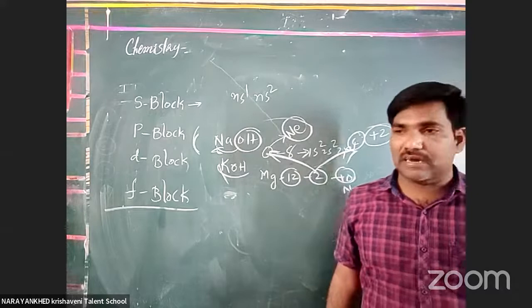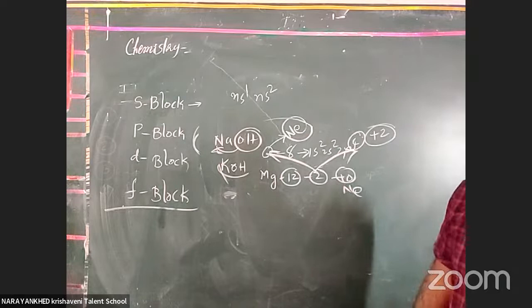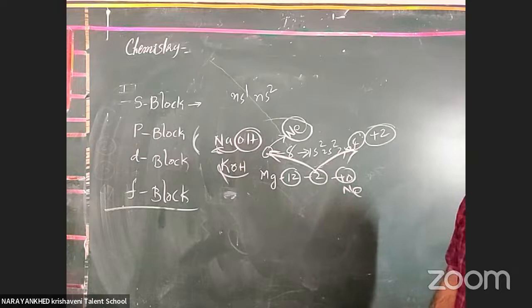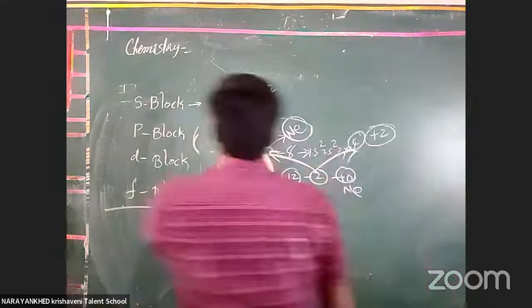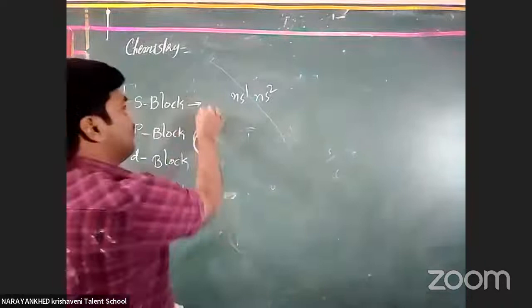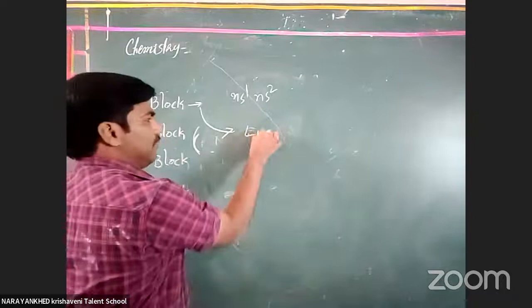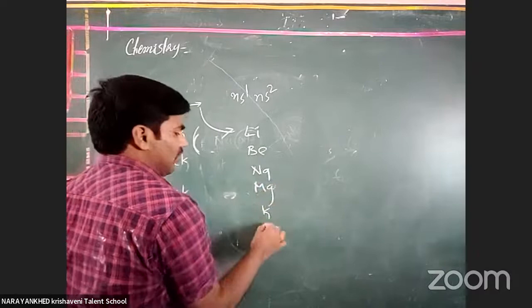And next, they are highly reactive and readily form univalent or bivalent positive ions by losing the valency electron. You know very well, these have a high reactive rate. Which have a high reactive rate? S-block elements. Why? Because, you know very well, lithium, beryllium, sodium, magnesium, potassium, calcium, among the first 20 elements, these are all s-block elements.